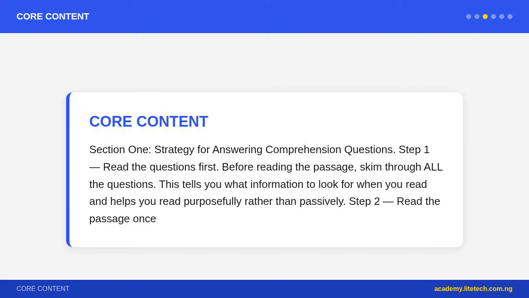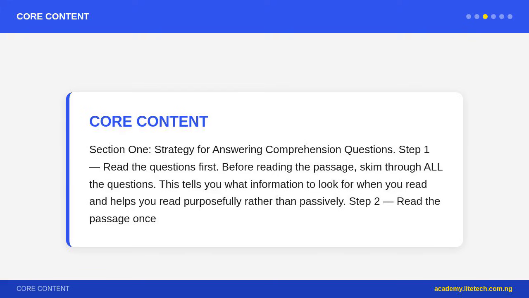Example. The passage says, "The teacher's words had a profound impact on the young student." Question: what does profound mean as used in the passage? You see that profound describes the impact. It is an adjective meaning very great, deep, or significant. Answer: profound means very deep or significant.